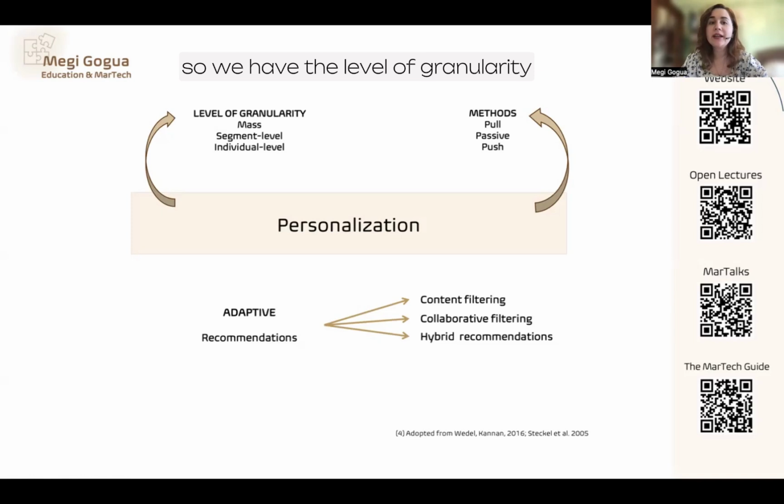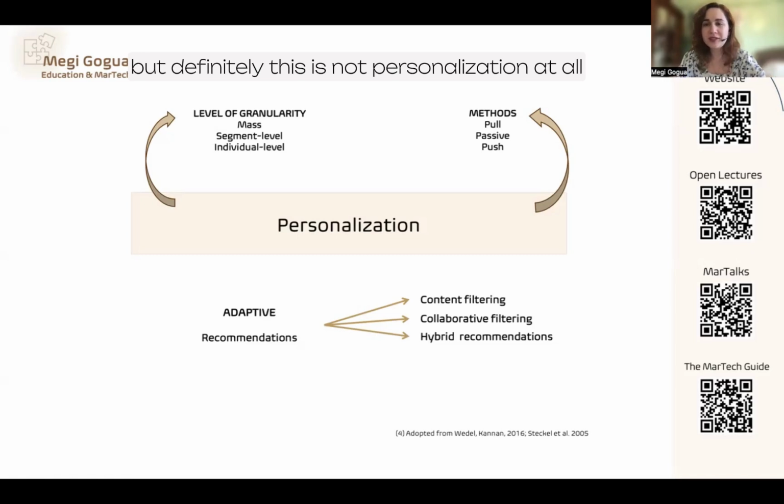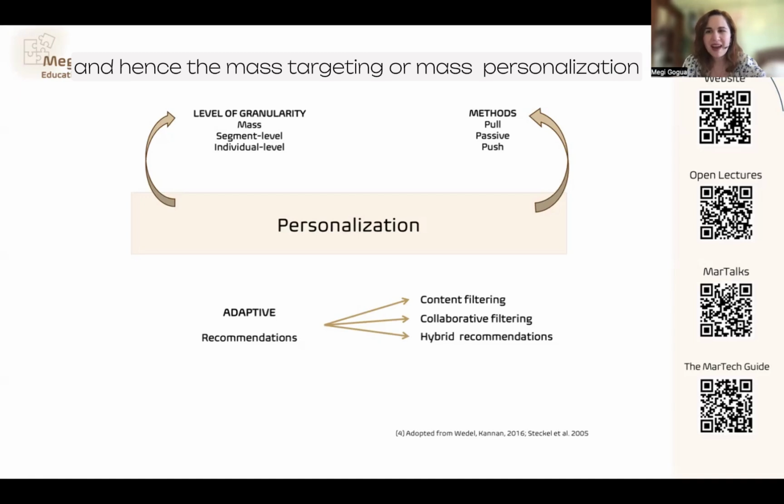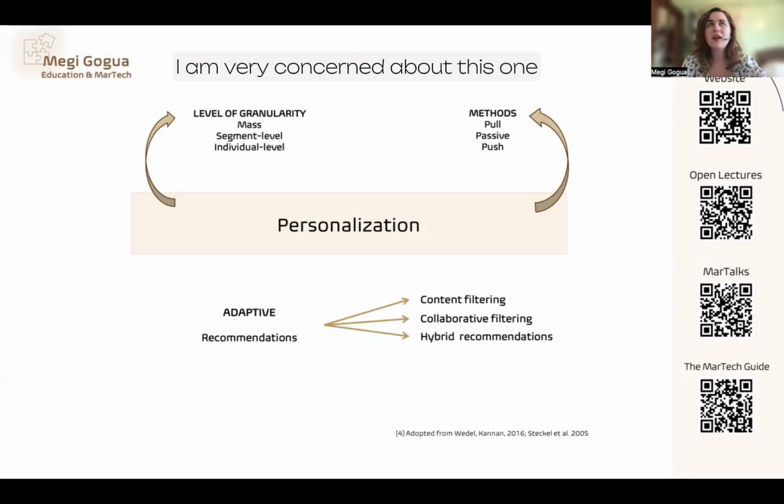So we have the level of granularity. The personalization might be mass, but definitely this is not personalization at all if it's mass personalization, because it really covers just the segments. And usually, marketers, when they define the audiences, they understand what audiences they would like to target, and hence the mass targeting or mass personalization. I am very concerned about this one.